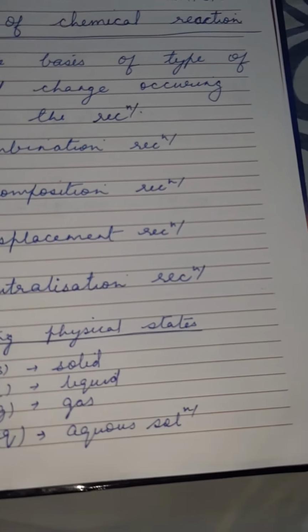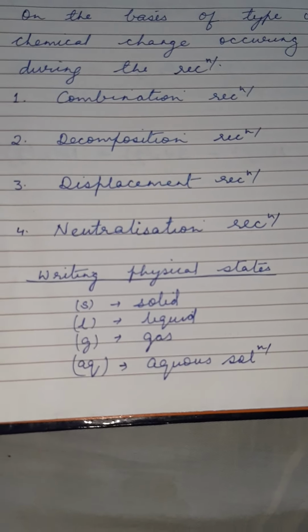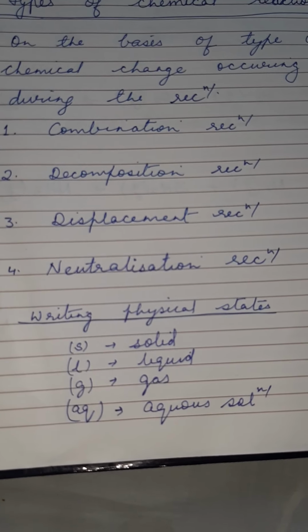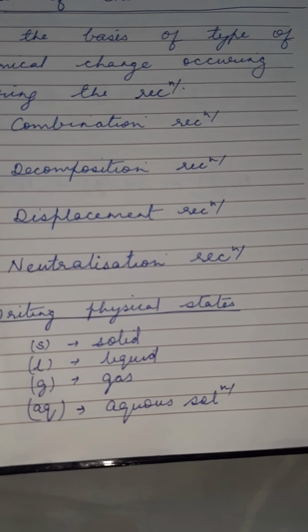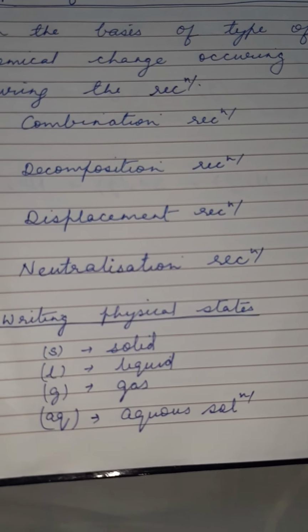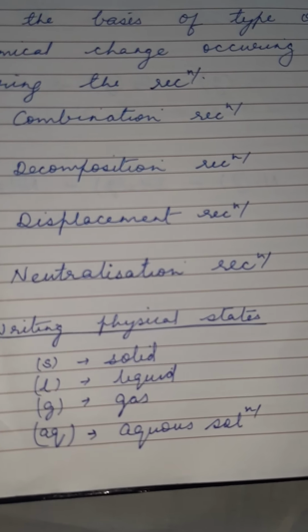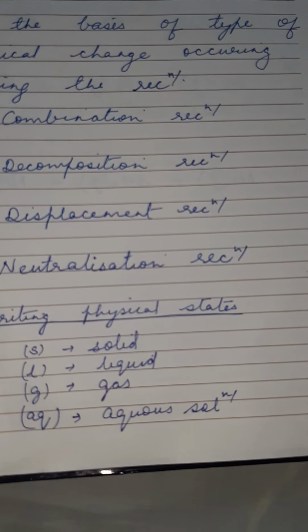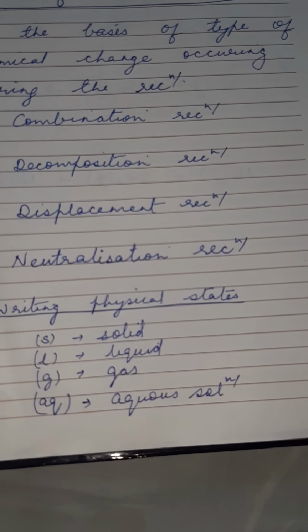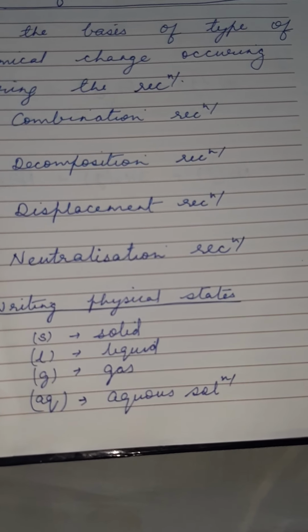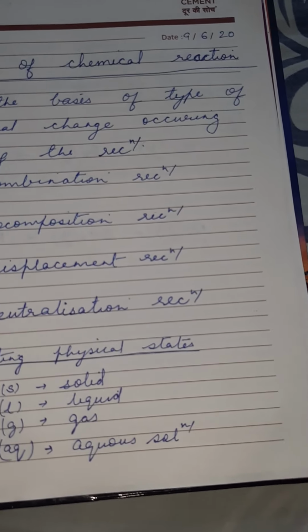Here S denotes solid. It means the compound or the element which is going to be used is in solid form. L denotes that the material is in liquid form. It occurs naturally in liquid form. G denotes gas. The compound or material is in gaseous form. And AQ, aqueous solution. It means whatever material we are going to use in the chemical reaction is dissolved in water and a solution is formed with it. Okay?